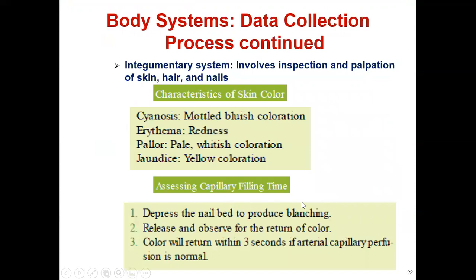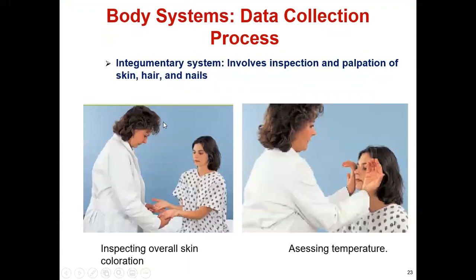So here we are talking about this assessment, the capillary refill time. Next. Here, what are we doing? Inspecting overall skin color, right? I can see the color. Is it pale? Is it yellow? Jaundice, anemia. When you check, it is good to compare and contrast both hands, and it is good to compare with your own hand.